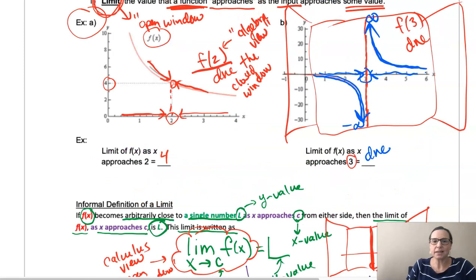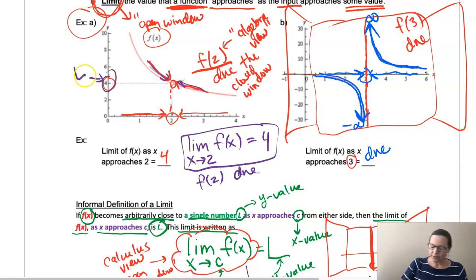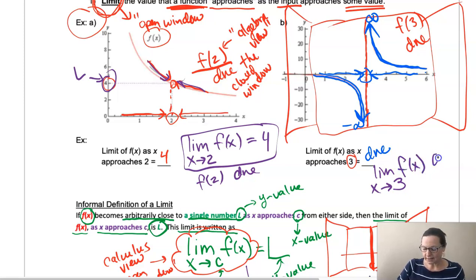So up here, back in example A, I could also write it this way. The limit as x approaches 2 of this function is equal to 4, even though f of 2 did not exist. And then over here, we would say that the limit as x approaches 3, that was the x value that we were approaching from the left and the right, on this function does not exist because the y values were not approaching the same constant L, if you will, from the left and the right.